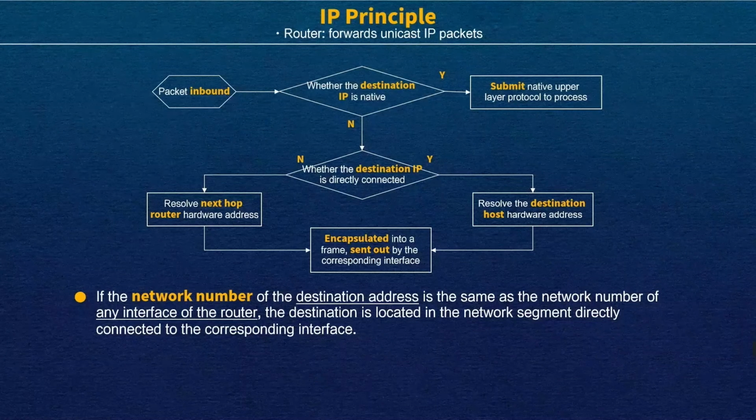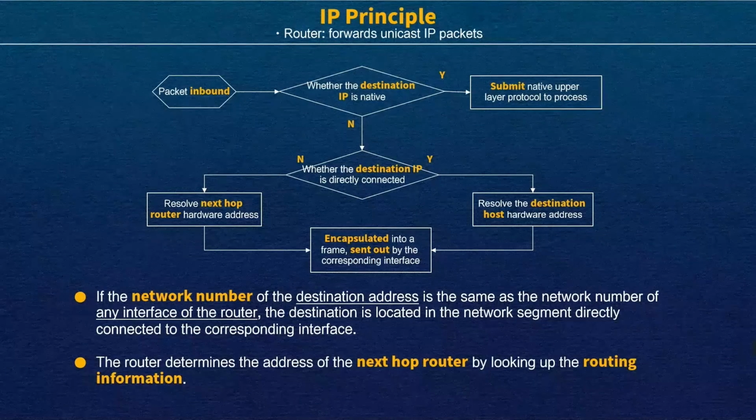So, if the network number of the destination IP address is the same as the network number of any interface of the router, that means the destination is located in that network segment. This is the first one we have to check, right? And the second one, if the router determines the address of the next hop router by looking at the routing information, right? Who is your next hop? I also will check my routing table to get this information. So this is the process of the router. Of course, it is the same process for the layer 3 switch, if the layer 3 switch forwards the packets according to the IP routing information.